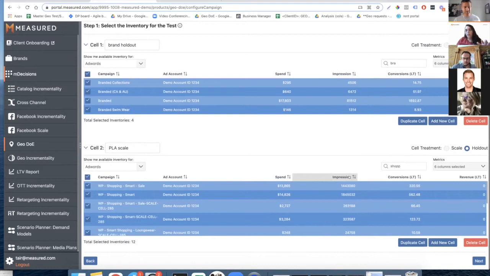I will note that you can go up to 4 cells. So every flight of Geo is actually 4 business questions that you can test. And we highly recommend adopting it as part of your regular cadence and roadmap for experimentation.